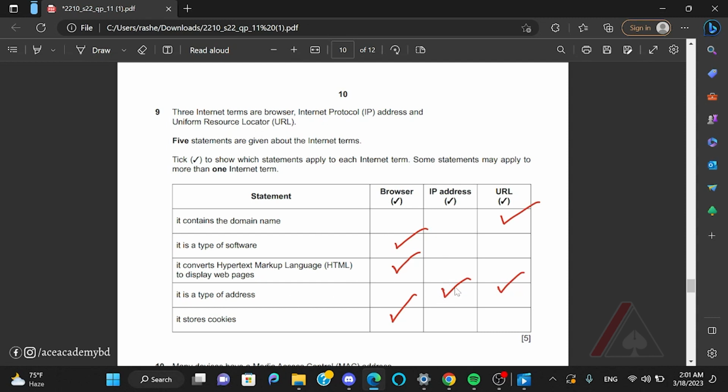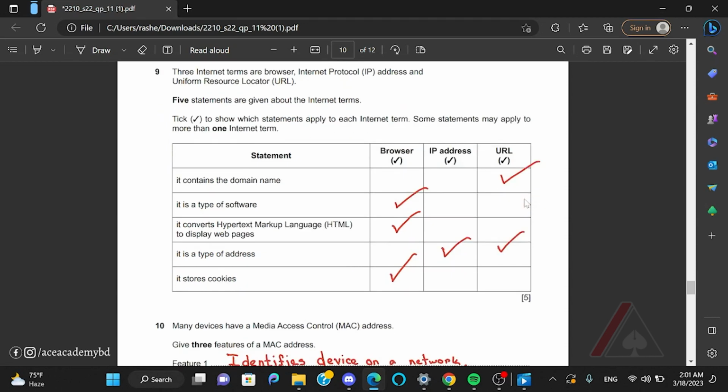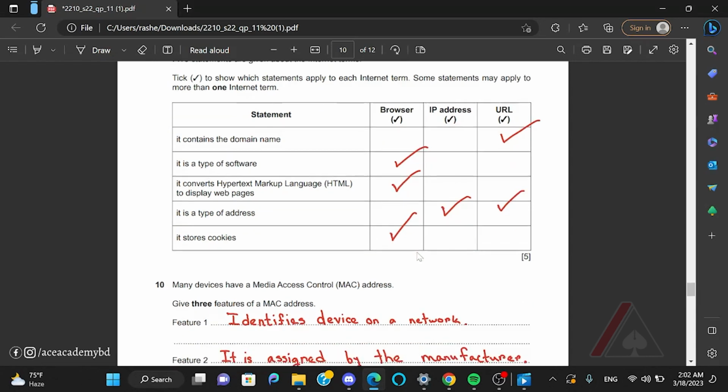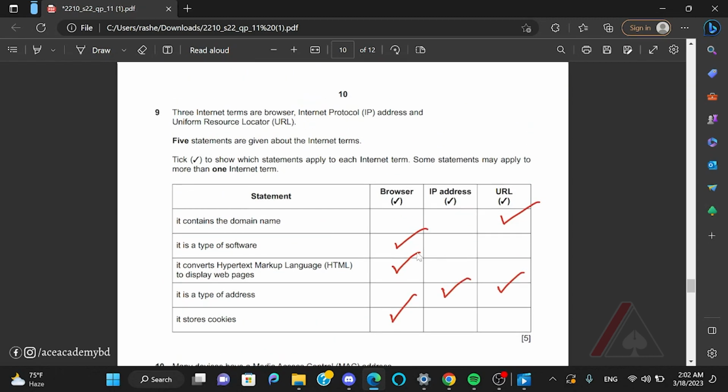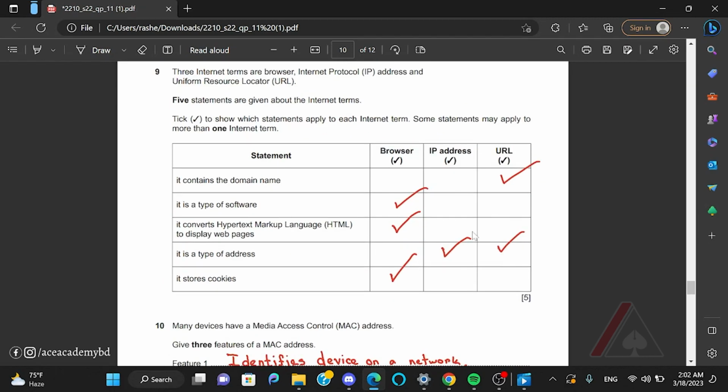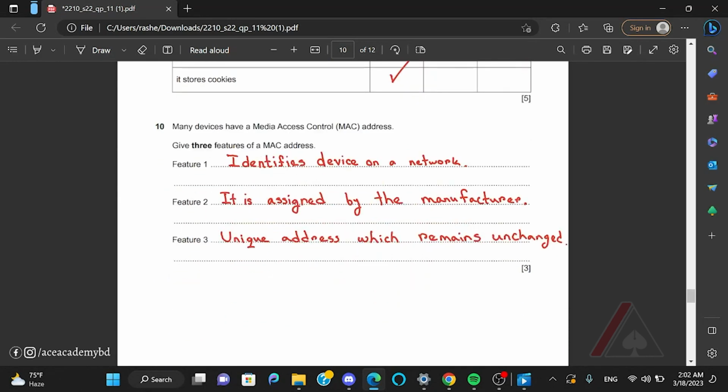The IP address, as I've said, is used to identify devices on a network, and the URL is the address of a web page, right? Which allows it to be sent back to the computer. Now, it stores cookies. Yes, browsers store cookies so that they can contain information such as passwords, which allow easier access to the website itself. IP addresses and URLs don't store cookies.